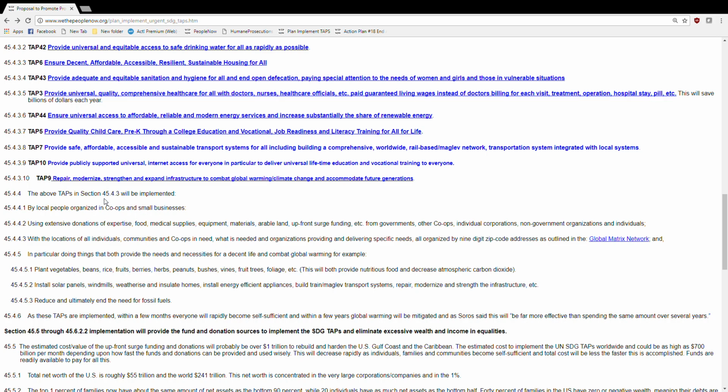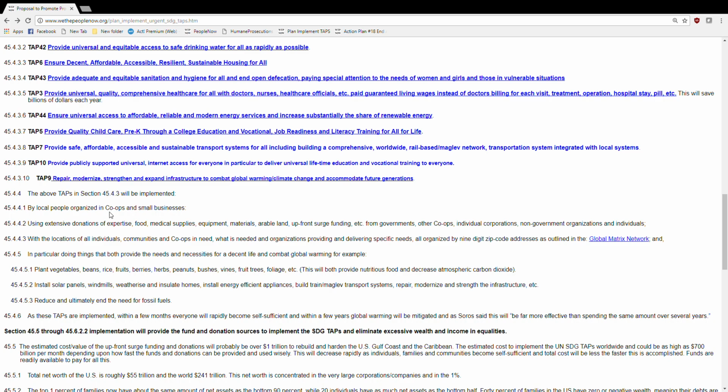Oh, and one of the important things that I didn't mention, we do need tab number 10: provide internet service for everyone in the world, in particular to deliver universal lifetime education and vocational training, so they can see how to do this. Now, some things that you're doing in your country, since we're going to have this basic same plan all over the world, will help the United States. The lessons you learn from doing this and the things you do. And the people of the country should decide what they need and what they want.